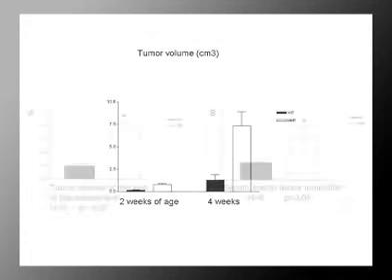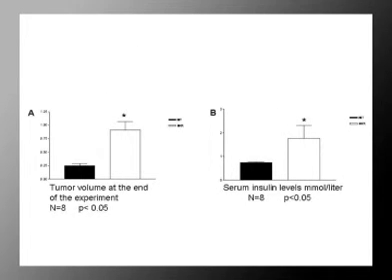And here you can see, again, the tumor volume at the end of the experiment, and you can see the effect of hyperinsulinemia in those mice. So we believe that the hyperinsulinemia is driving the growth of these tumor cells, not causing it. It's caused by the polyomavirus.